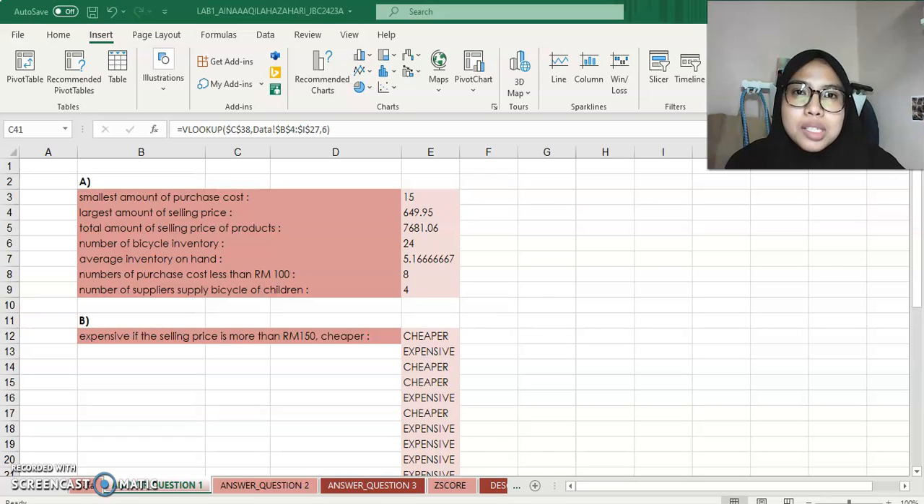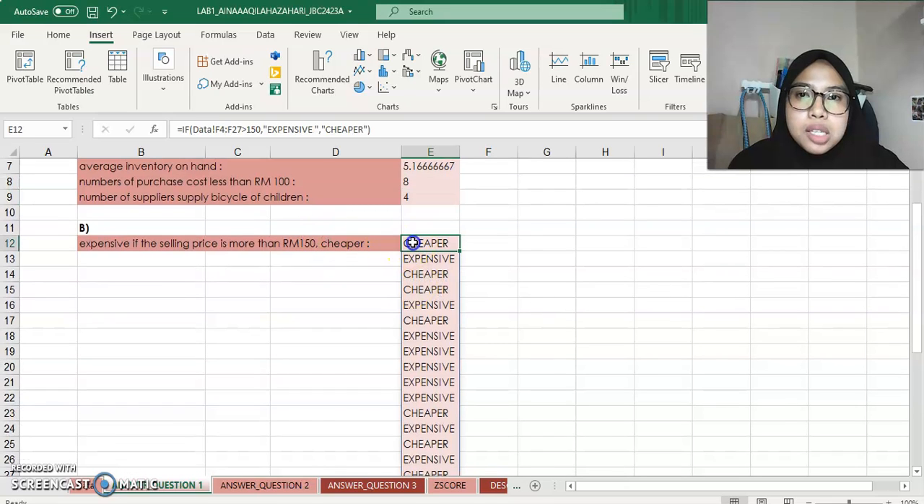Today, I'm going to present about the Lab 1 assignment. This is the question for 1A. This is the formula that I use for the smallest, largest, total amount, number of bicycle, average inventory, number of purchase, and number of supplier.